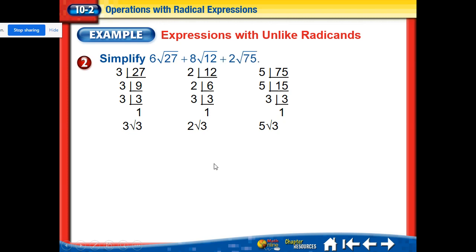All right, now here's where it starts getting a little more tricky. Notice this, 27, 12, and 75. We can't add these together. However, we can simplify them like we did yesterday. So we're going to do some birthday cake.